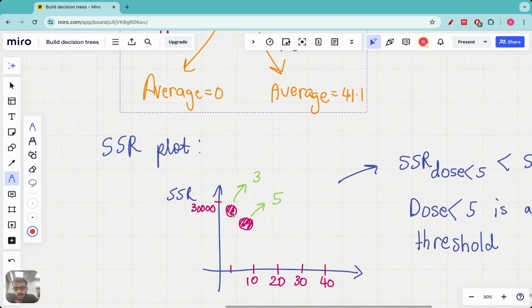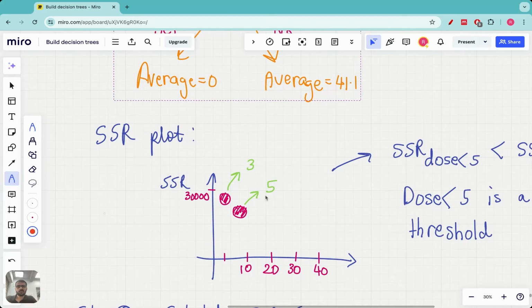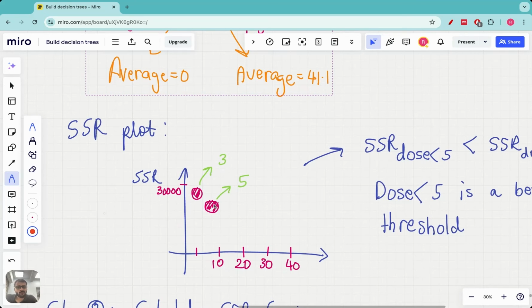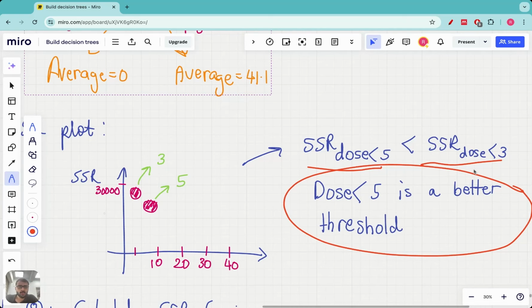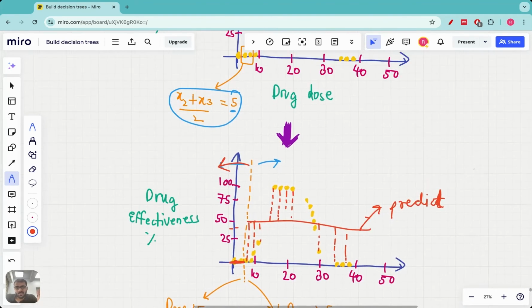So we had already plotted this SSR value for dosage less than or equal to 3, right? Now we plot the SSR value for dosage less than 5. And it turns out that the SSR value for dosage less than 5 is actually less than the SSR value for dosage less than 3. This is a clear indication that dose less than 5 is a better threshold. This is how you can compare now. This is the first comparison point. This is the advantage of SSR, the quantitative metric.